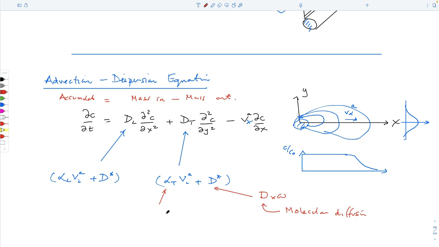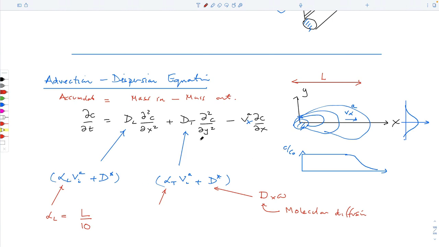We'll find out that alpha L is equal to the length of the plume divided by 10, which might be a surprising number, which we perhaps won't talk about today. But the reason for this is that this dispersion is really a function of how disordered the porous medium is. The more disordered it is, the more mixing you get, and therefore you'd expect this value of dispersion to increase with the more potential you have to have mixing.